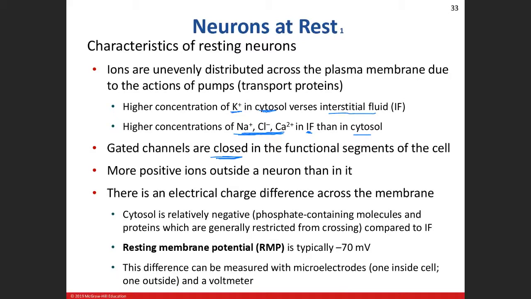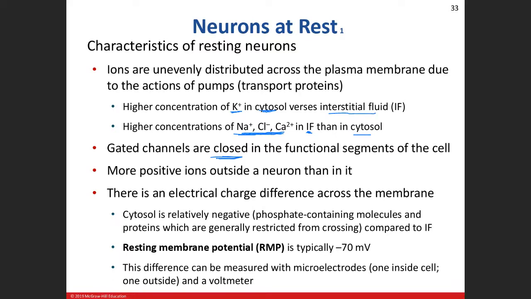Leak channels are always open. They don't have a gate on them. So even when the action potential is generated, when all this stuff that I'm going to talk about here soon is happening, the leak channels are always open. They're always letting sodium and potassium diffuse across the plasma membrane. But remember, the more channels that you have open, the more ions can flow across the plasma membrane. It's when they're closed that they're going to meet resistance.